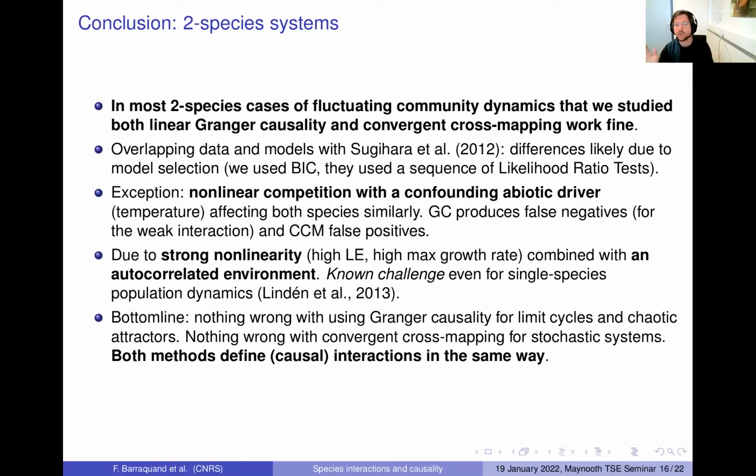And there's also nothing wrong with using convergent cross-mapping for stochastic systems, even though this method has been developed for deterministic dynamical systems. And the reason why probably these methods say a little bit the same thing, if we go back to the definition, is that an interaction is defined in the same way. In both methods, we think that there's an interaction between species J and species I if the population growth rate of I changes as the population density of species J changes.